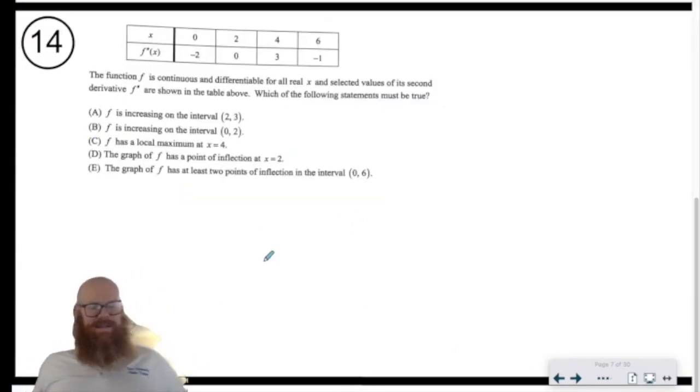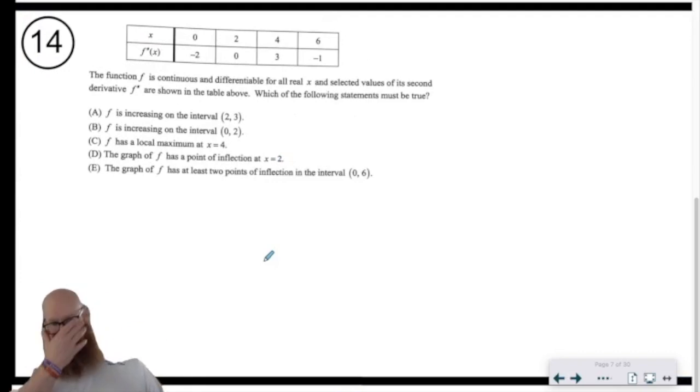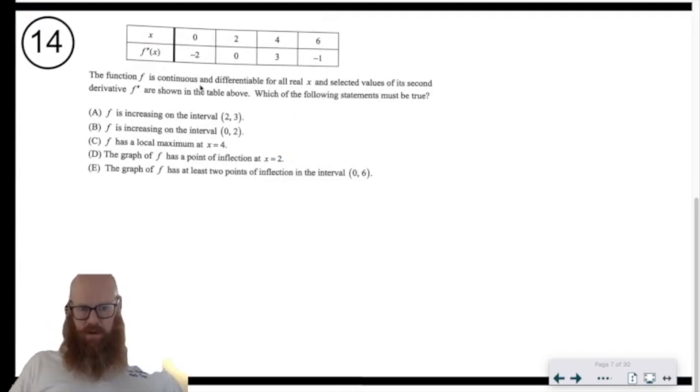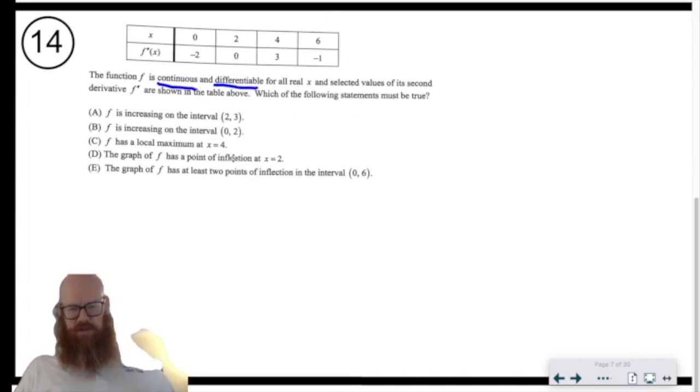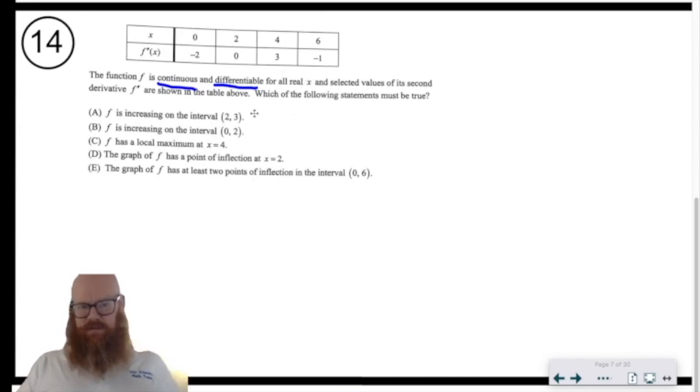All right, let's take a look at number 14. This one is pretty tricky. Okay, so they're giving us just select values of the second derivative, and we know that it's a continuous and differentiable function. All right, so we don't have to worry about any asymptotes or holes or jumps or anything like that. So that is going to play a role, but we only know values of the second derivative. A, B, and C, all of them, we have to know something about the first derivative, because if f is increasing on intervals, we need the derivative to be positive.